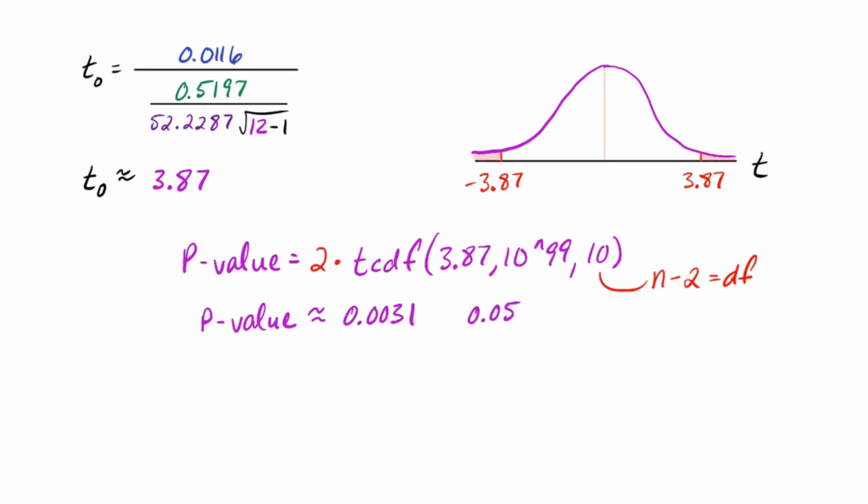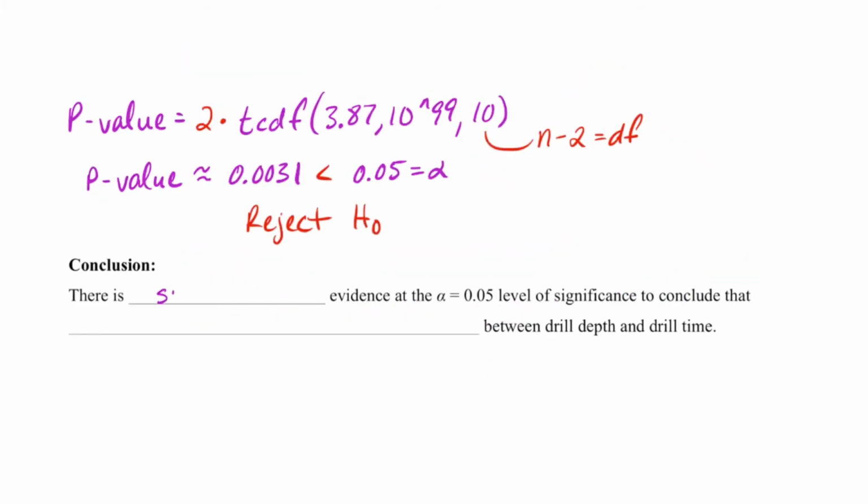Comparing that to our alpha of 0.05, we've got a p-value that is less than alpha, which means we get to reject the null hypothesis. And that means our conclusion would be that there is sufficient evidence at the alpha equal to 0.05 level of significance to conclude that a linear relation exists between the drill depth and the drill time.